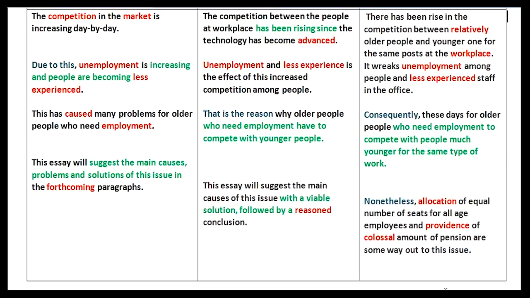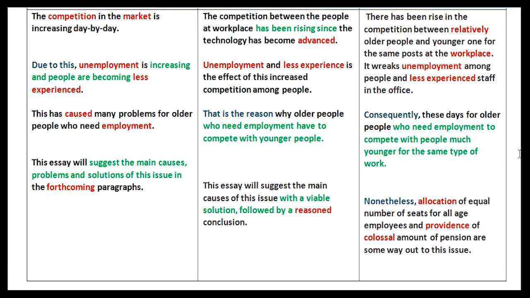Now see, my second line for 6-band essay will be, due to this, unemployment is increasing and people are becoming less experienced. The same line for 7-band essay will be, unemployment and less experience is the effect of this increased competition among people. And the same line for 8 band essay will be it risks unemployment among people and less experienced staff in the office. It means here I have explained what would happen if the competition will increase.